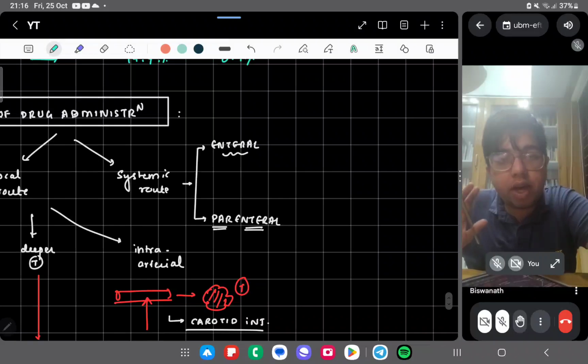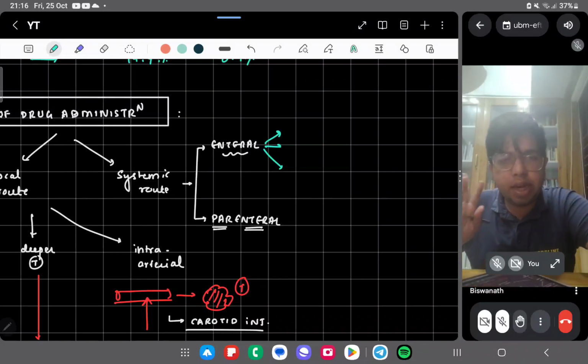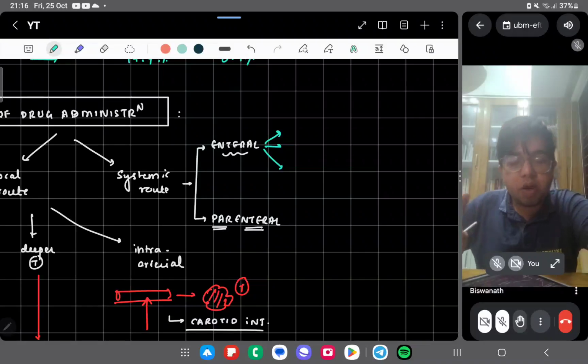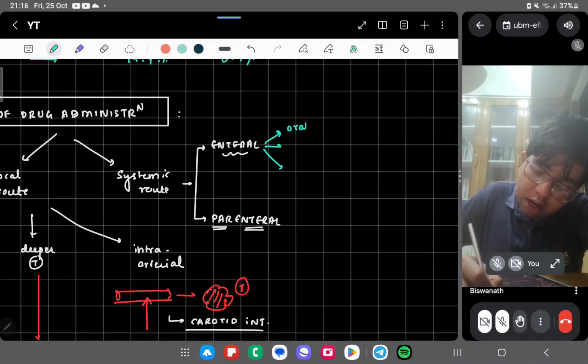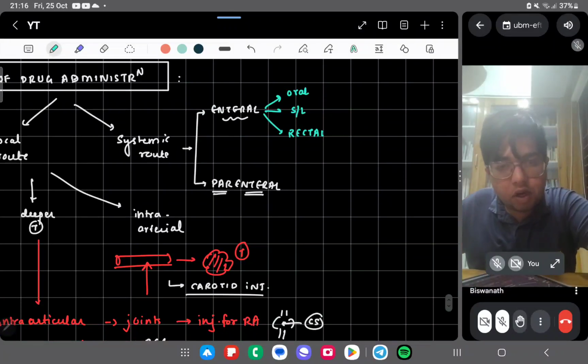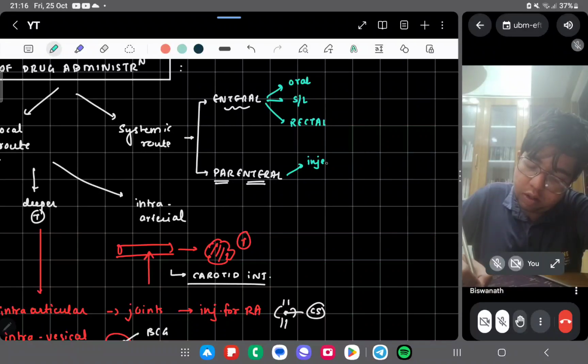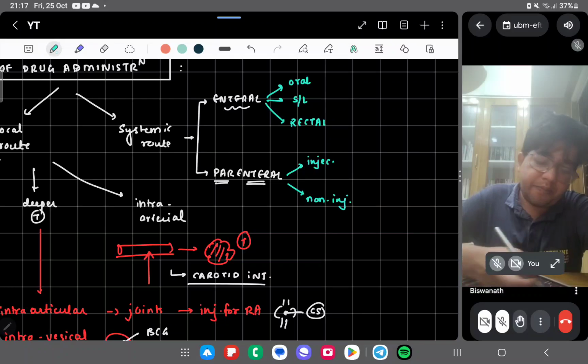In enteral route, again we have three basic routes: oral route, sublingual route, rectal route. Oral, sublingual, rectal. Parenteral routes, we have two types: injectables and non-injectables.